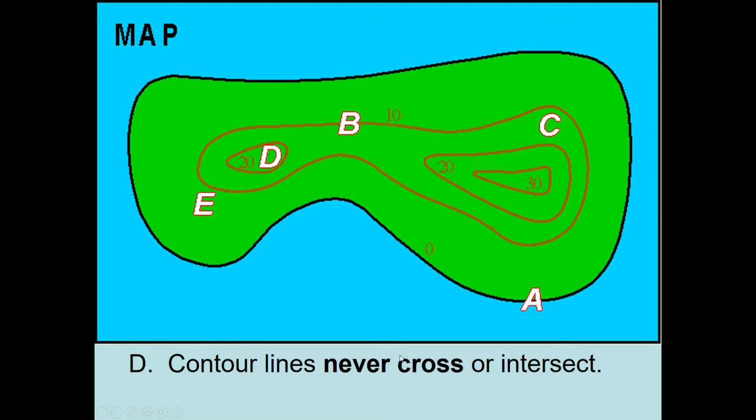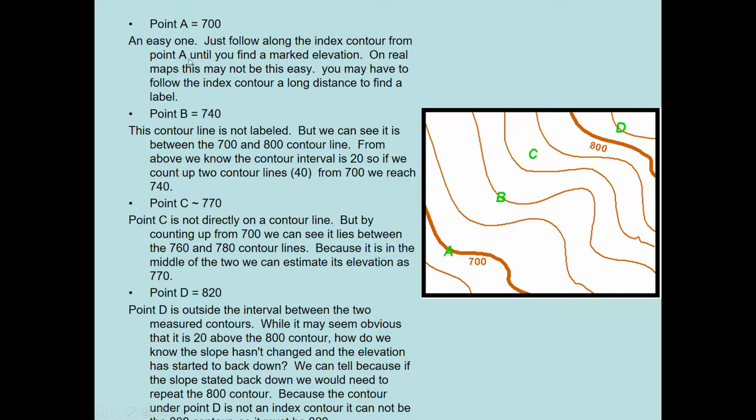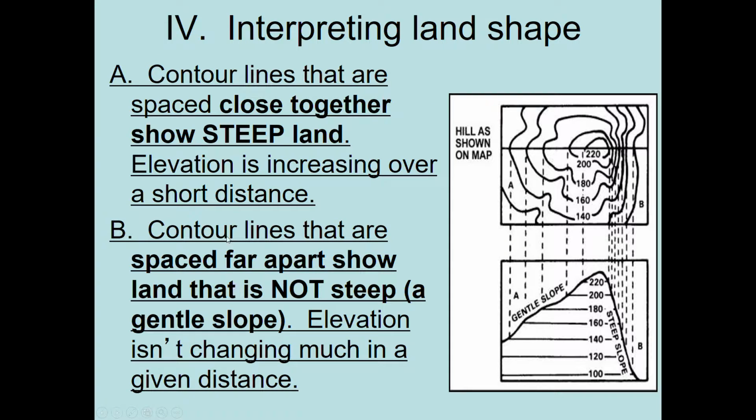Contour lines never cross. As you can see, this goes all the way around. 10, 10, 10, 10, 10. Then you got 20, 20, 20, 20. A 10 and a 20 should never touch, because they're two different elevations. We just talked about that, so I don't need to do it again.